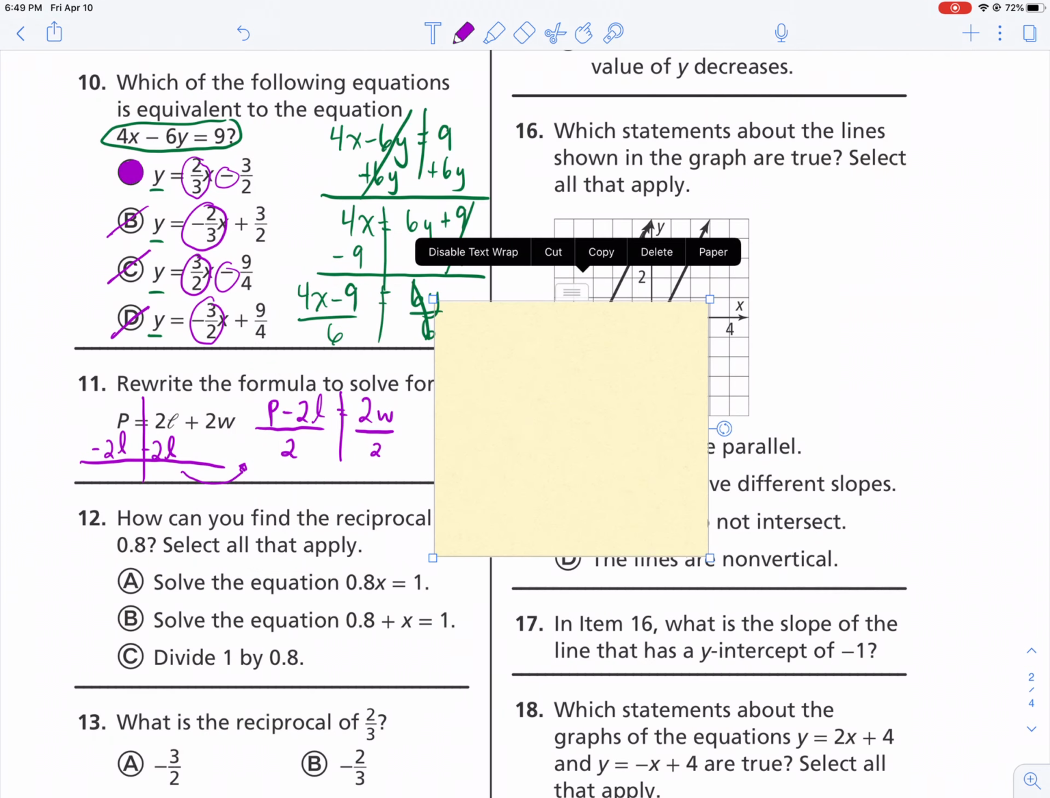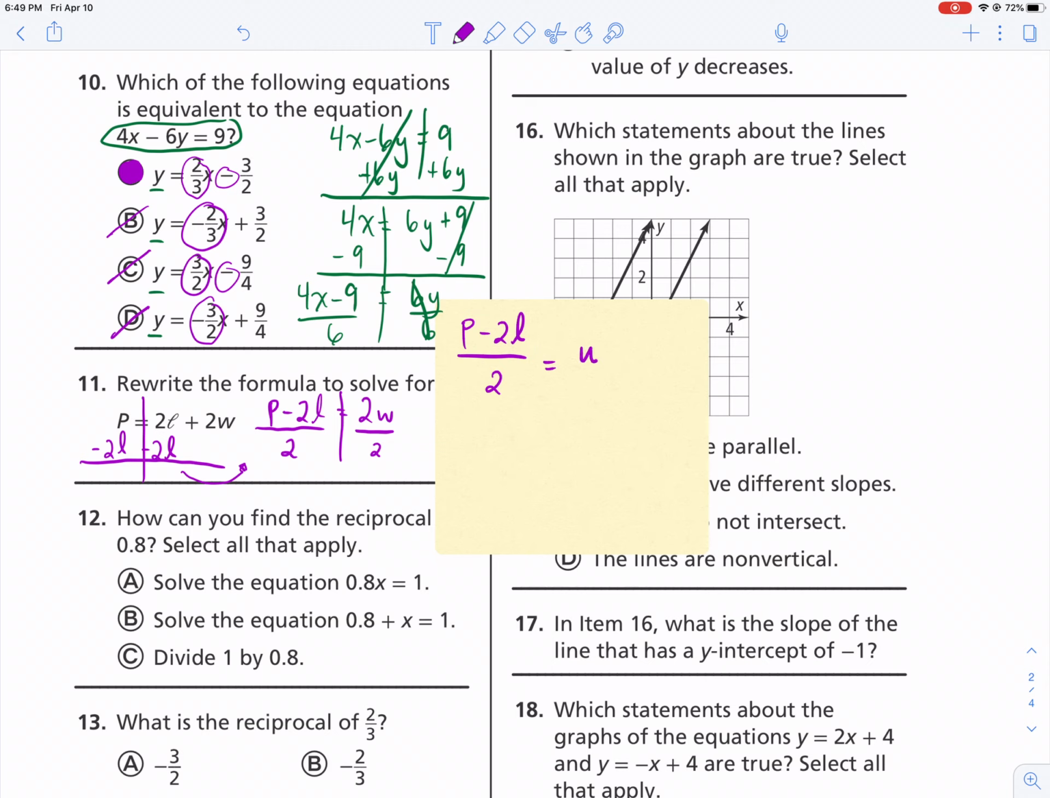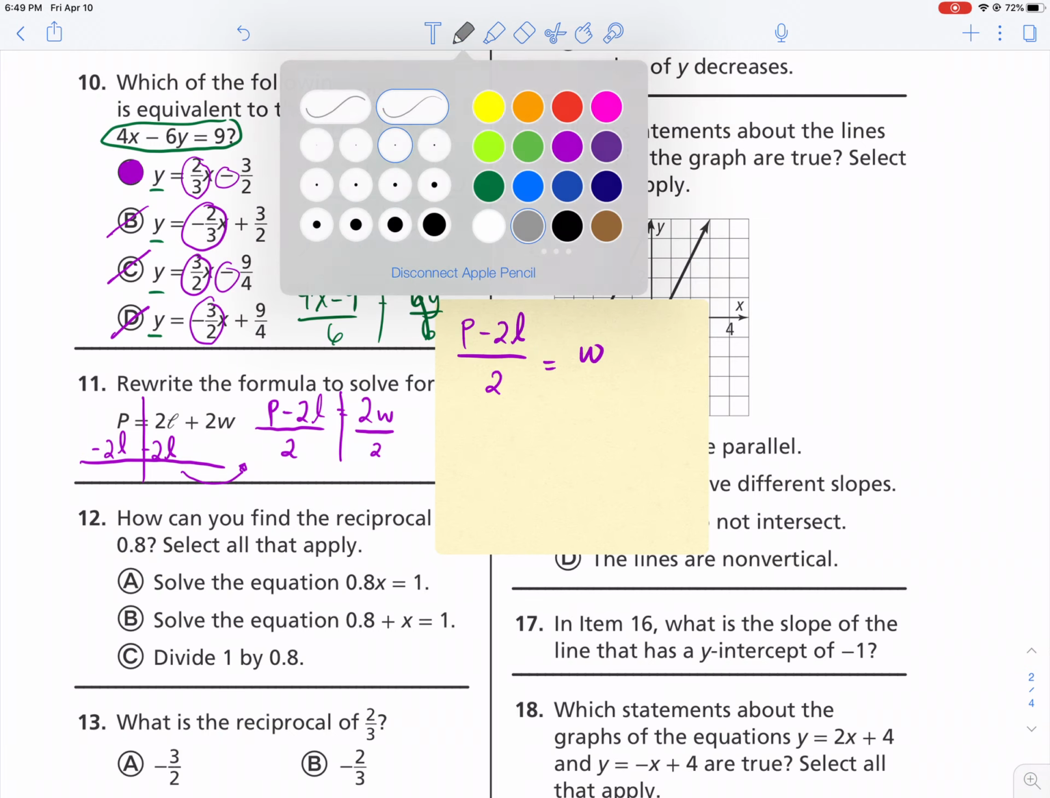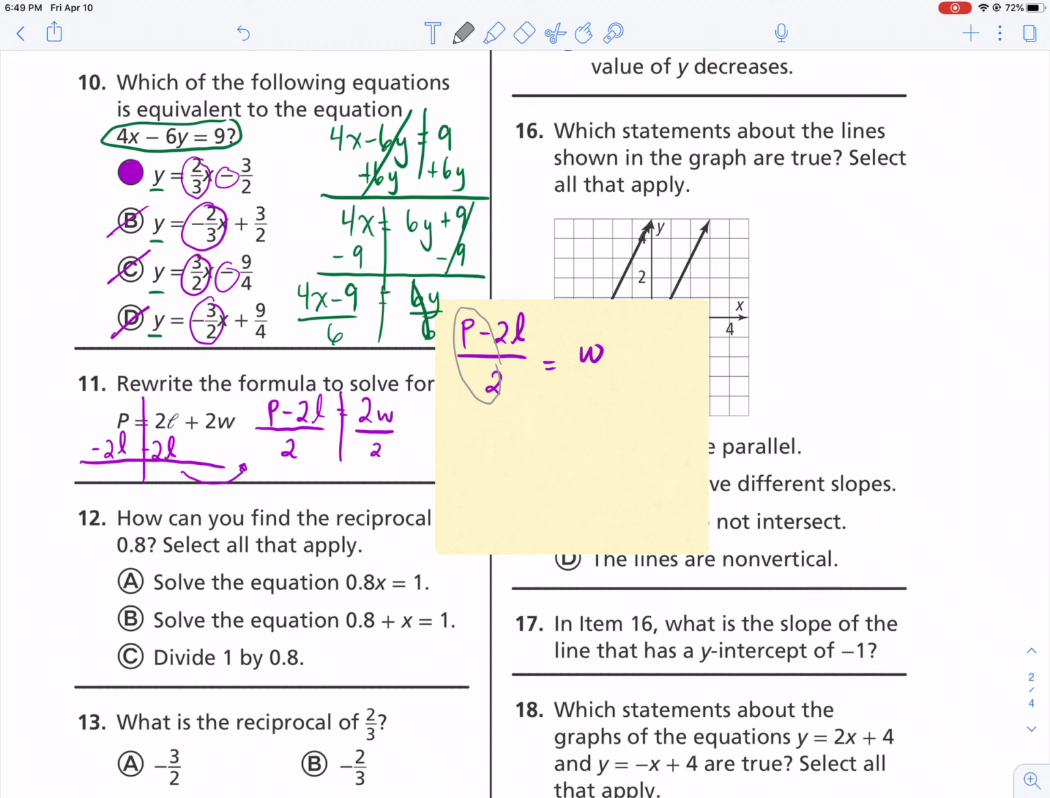And then I'm going to say, all right, I have (P − 2L)/2 equals W. Okay, you can leave it that way, but sometimes there are other times where it's reduced even further. So again, using our butterfly method, make sure we know that that negative is not part of that P. So let me do it again.